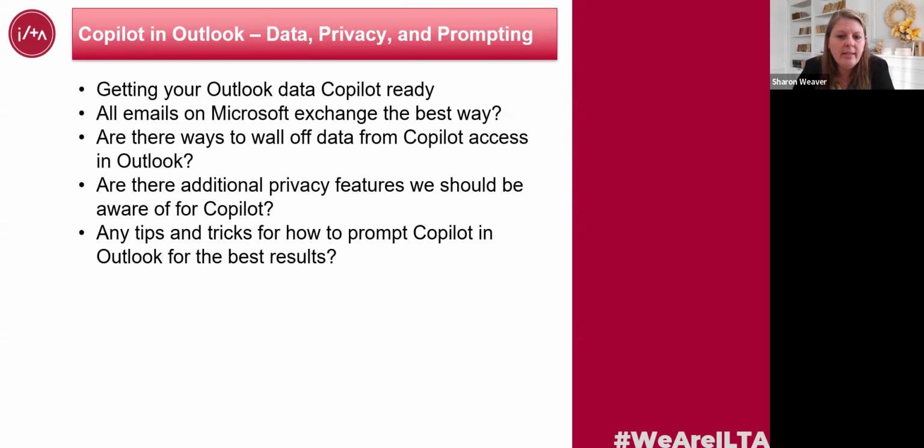You can use keywords. Use action-oriented keywords, so know what it is that you want Copilot to do for you. Things like, I want to summarize this thing. I want to highlight something. I want to prioritize something. Remember, you're telling it what to do, not asking it a question. So tell it to do something and make sure you use that action-oriented keyword to make sure it does it.